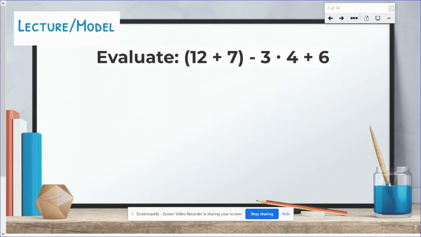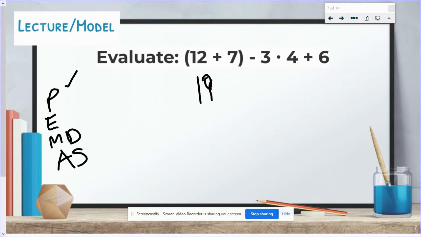And now we have this expression here, 12 plus 7 minus 3 times 4 plus 6. First thing, every single time, what I'm going to do is write down my order. First thing, I do see some parentheses. 12 plus 7 is going to be 19. So now I have 19 minus 3 times 4 plus 6.